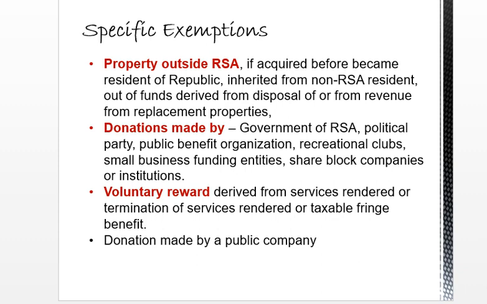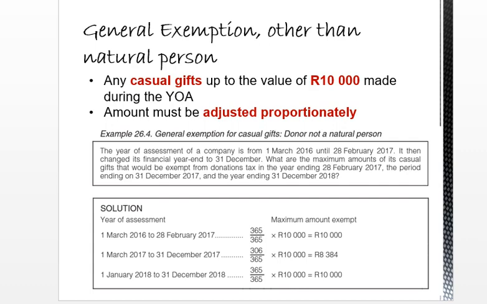Okay, and then there are some general exemptions. So this is basically what you qualify for, what amount you can exempt from the value of the donation. So for a company or any institution or trust or company other than a natural person, when they make a casual gift up until the value of 10,000 Rand, that 10,000 Rand will then be exempt.